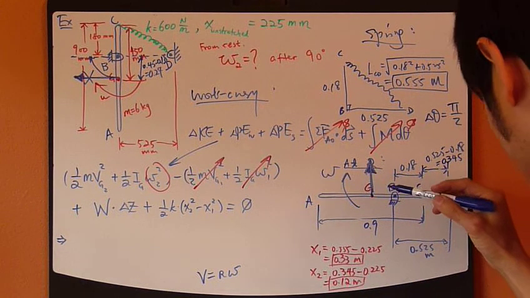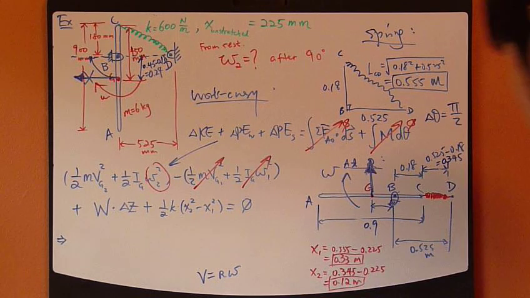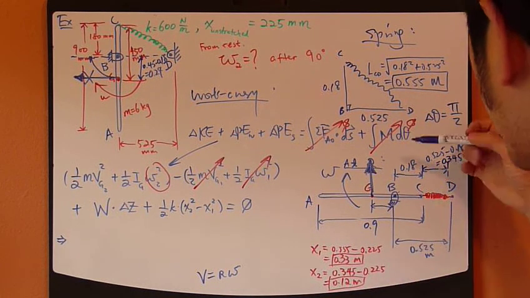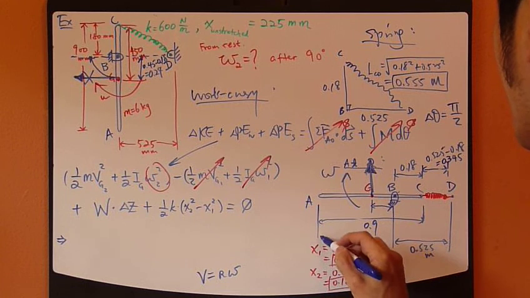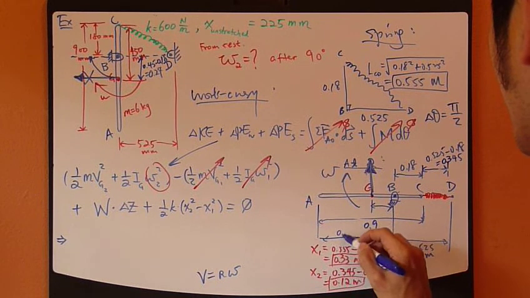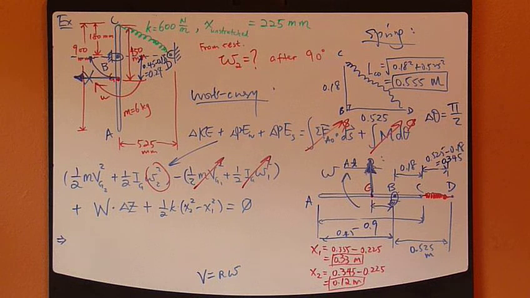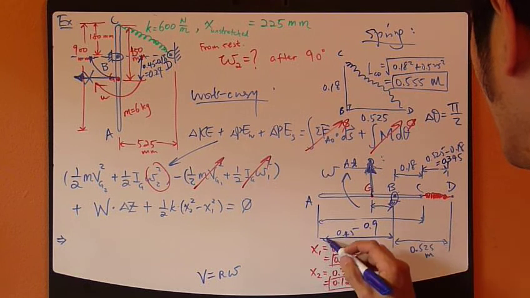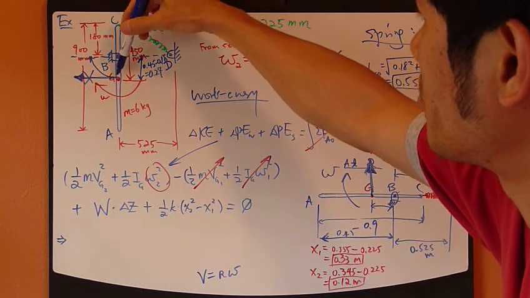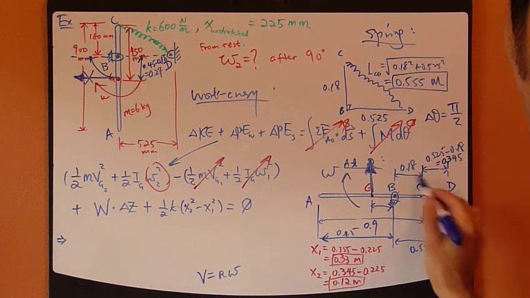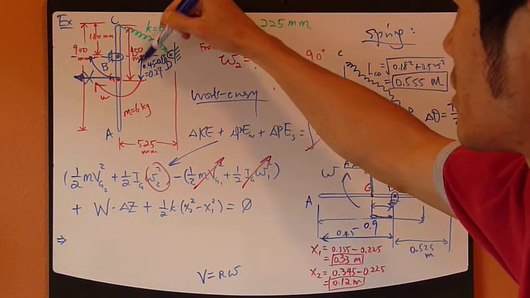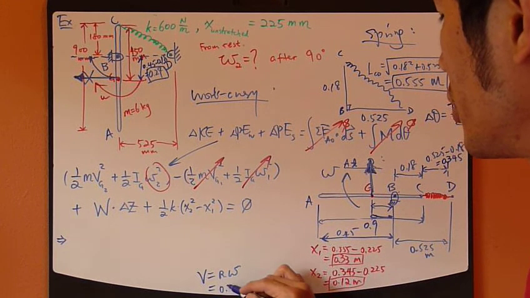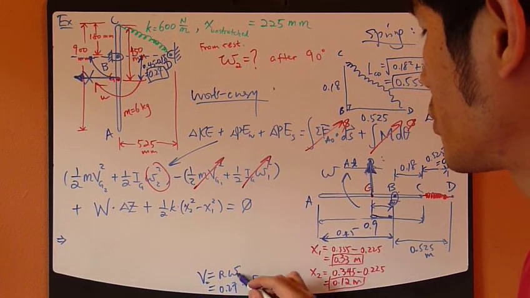So this distance of interest here can be figured out, right? Because this is 0.45, and between G and B, actually I just figured that out here, right? G and B is 0.45 minus 0.18, the same distance as here. So it's 0.27. So velocity then equals 0.27 times omega 2.